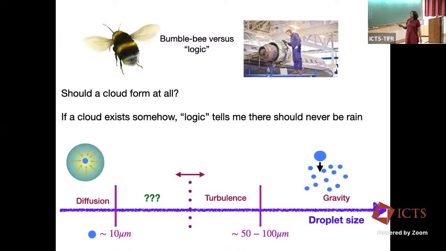I mean, we shouldn't think of it as a bumblebee thing. There's something we're missing here. So if a cloud exists somehow, logic tells me that there should never be rain. The reason is, we talked about this thing reaching the lifting condensation level, right? It reaches this condensation level, and above that condensation starts happening.